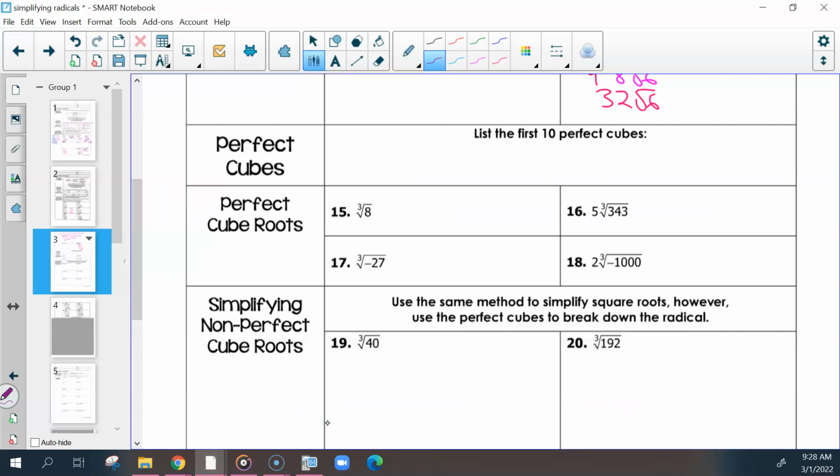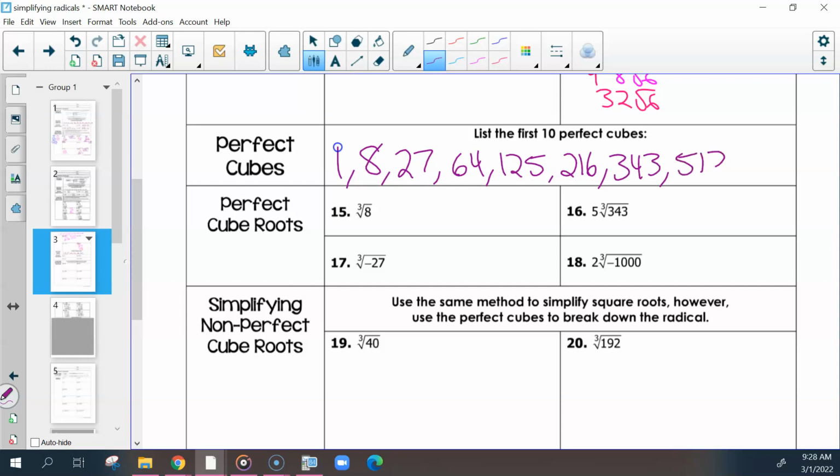So 1 to the third is what? 1. 2 to the third, 8. 3 to the third, 27. 4 to the third, 64. 5 to the third, 125. 6 to the third, 216. 7 to the third, 343. 8 to the third, 512. 9 to the third, 729. And 10 to the third, 1,000. These went from 1 to 1,000 really fast.